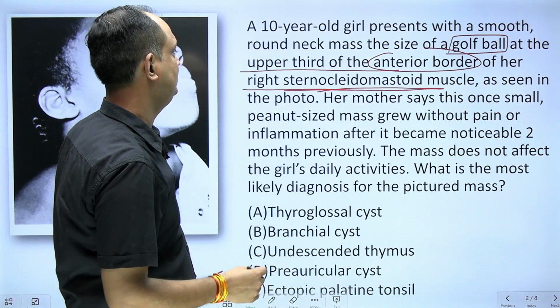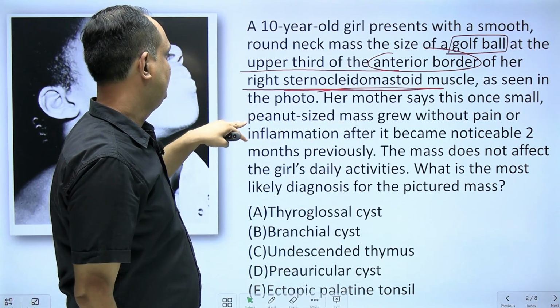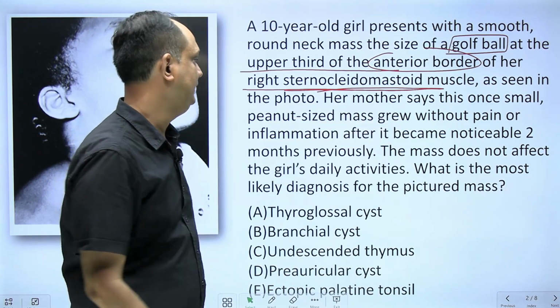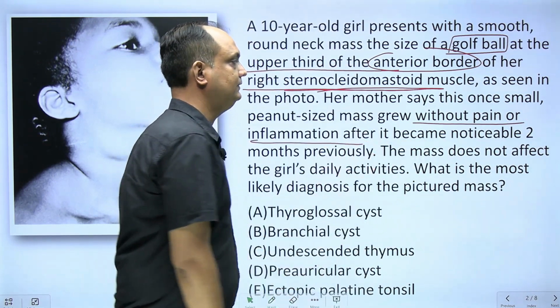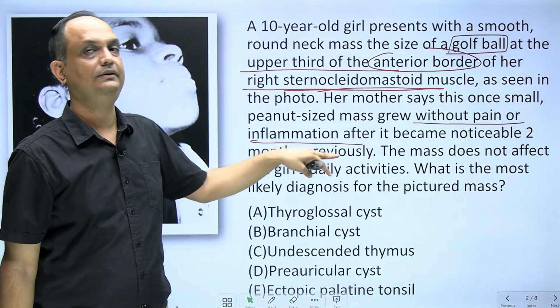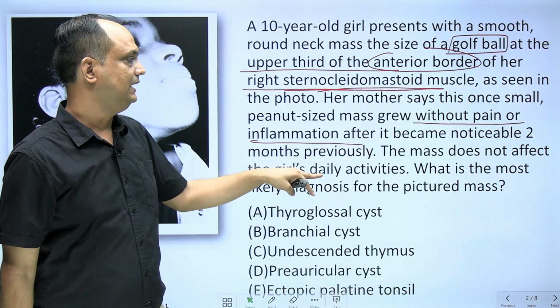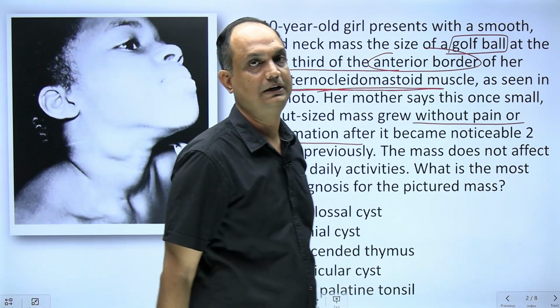Now another important thing is that her mother says this was a small peanut-size mass and it grew without pain. So there is no pain or inflammation, and it became noticeable 2 months previously. The mass does not affect the girl's daily activity, and which is the most likely diagnosis by seeing this picture?